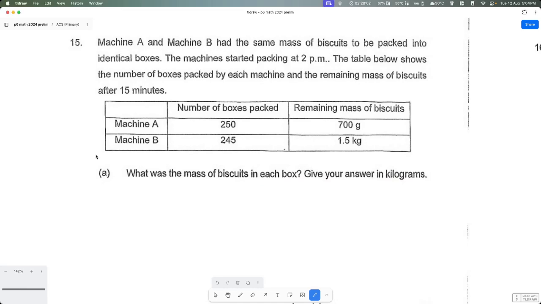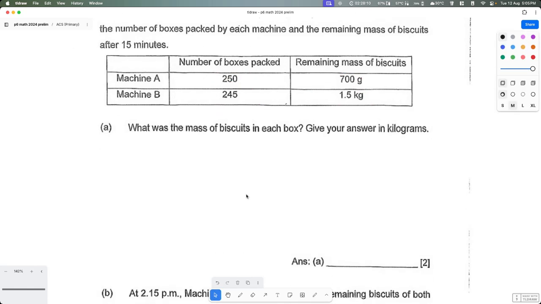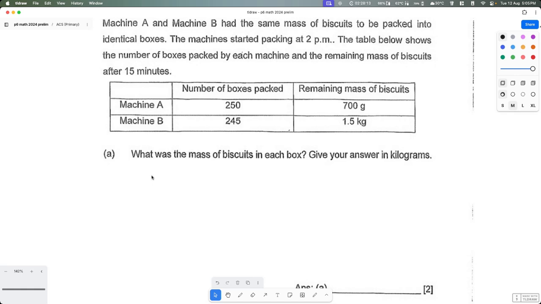So actually, we can know the mass of biscuits in each box. We know 250 and 245, and we know 700 grams as 1.5 kilograms. So basically, we can get a difference. The difference in the number of boxes is equal to 250 minus 245, and this will give us 5 boxes.